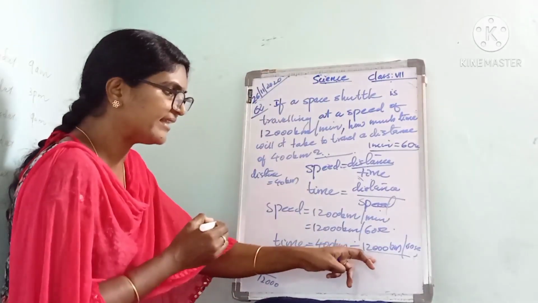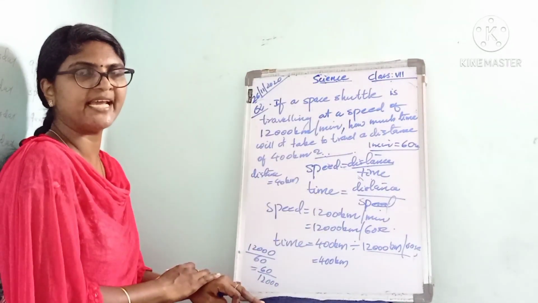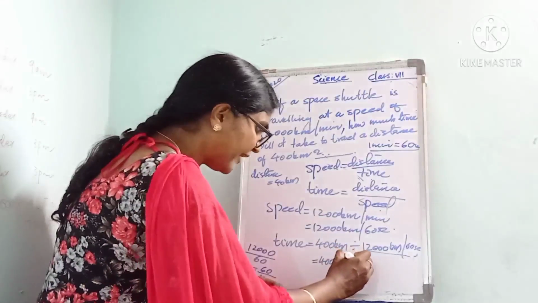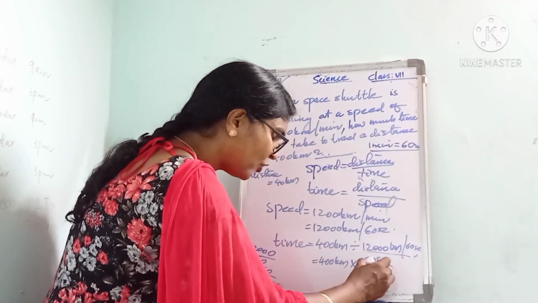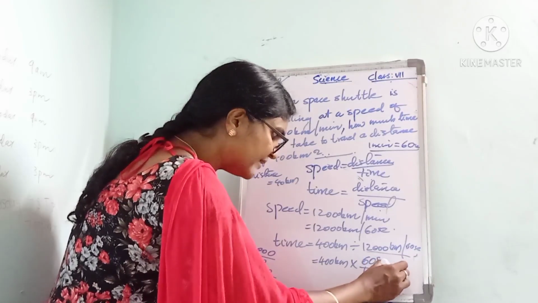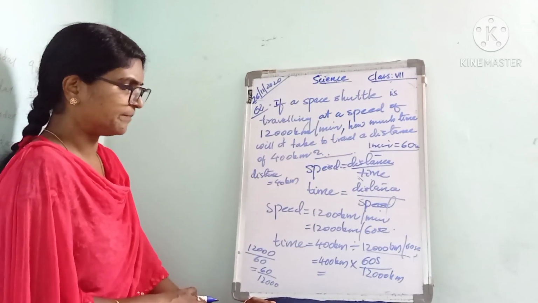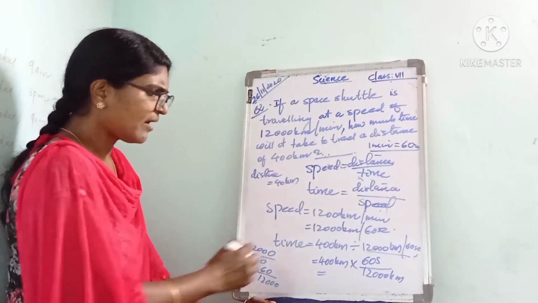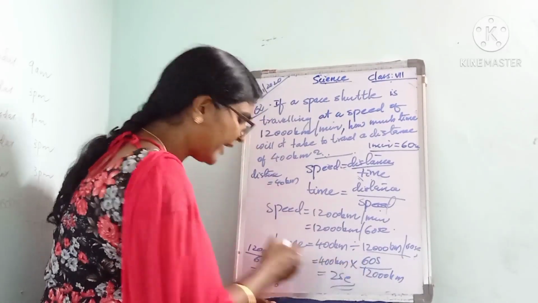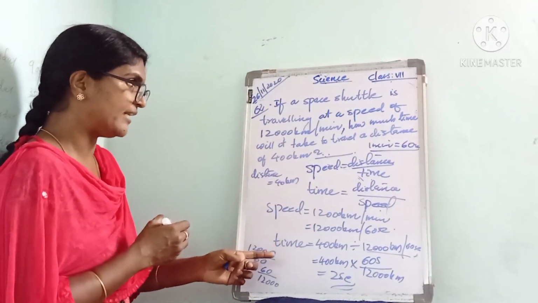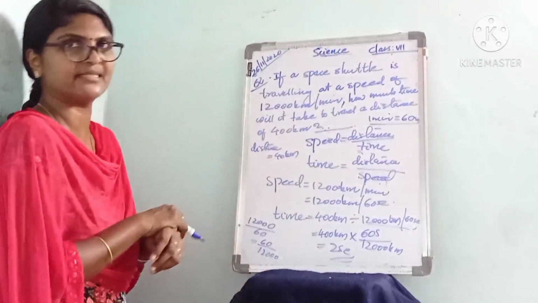Instead of dividing this, we can take the reciprocal and multiply. So into 60 second divided by 12,000 kilometer. Listen it. By simplifying this, actually we will get 2 seconds. Okay, so the time taken by the space shuttle to travel a distance of 400 kilometers is only 2 seconds.